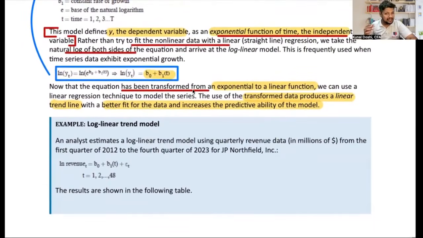Now, how do I apply this? We will see a very nice example. Here, an analyst estimates a log-lin model using quarterly revenue data from the first quarter to the fourth quarter. So this is the model: log of the dependent variable, the log of the revenue, equals b0 plus b1 t. The last t here was 48. These are my quarterly revenue, correct?